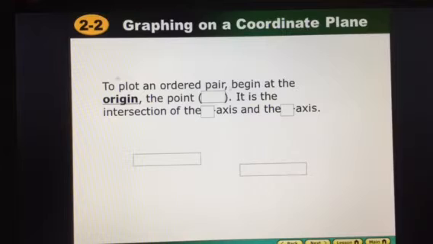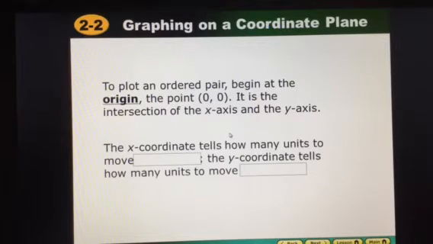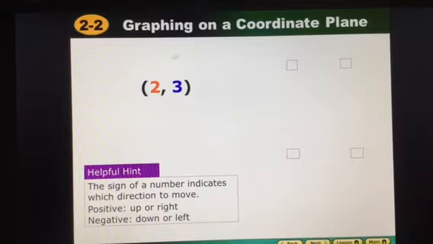To plot an ordered pair, begin at the origin, which is the point 0, 0. It is the intersection of the x-axis and the y-axis. The x-coordinate tells how many units to move left or right, and then the y-coordinate tells how many units to move up or down. Helpful hint: the sign of a number indicates which direction to move. Positive is up or right, negative is down or left.